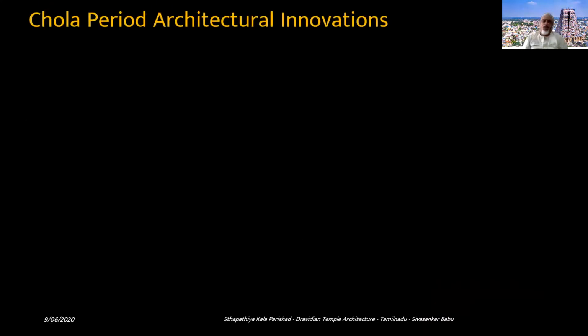If you see the architectural innovations and the component development in the Chola period, each king has tried to experiment with something, and some innovations were done during the particular period. So let us see for each king what the innovations are, and then some sample temples where these innovations can be identified as coming for the first time.